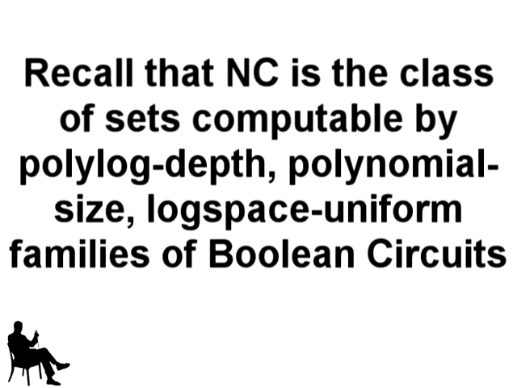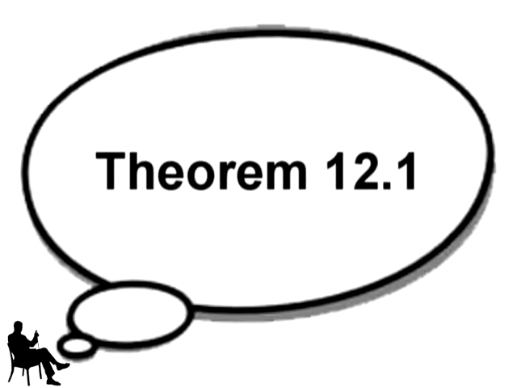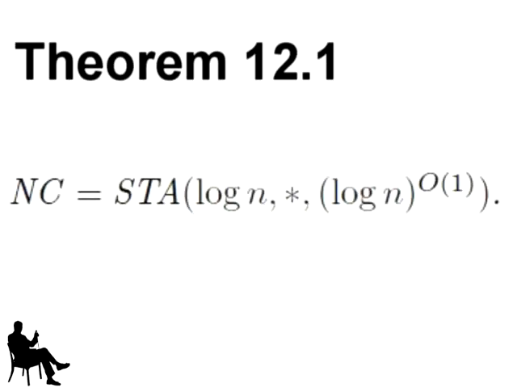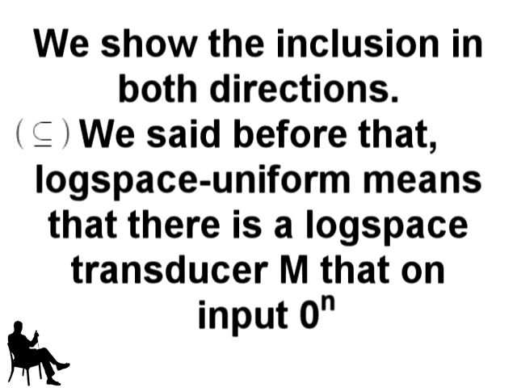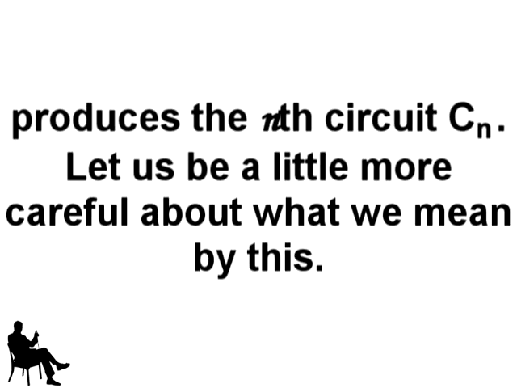Recall that NC is the class of sets computable by polylog depth, polynomial size, log space uniform families of Boolean circuits. We show the inclusion in both directions. Subset. We said before that log space uniform means that there is a log space transducer M that on input 0 to the power of n produces the nth circuit C subscript n.